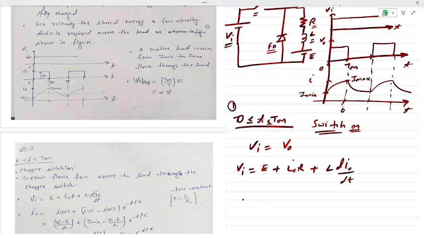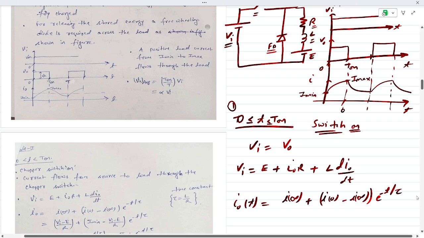So let's say we are finding the i naught value, which is varying with respect to time. For this exponentially rising nature, there is a universal formula for getting these types of equations. It is I infinity, that is the final value, plus I 0 minus I infinity into e to the power minus t upon tau. So this is the universal formula.